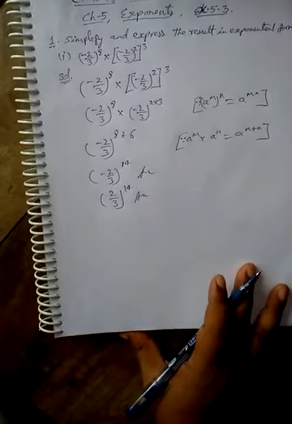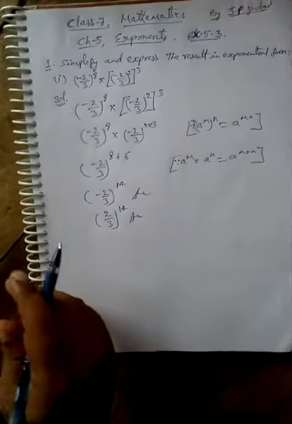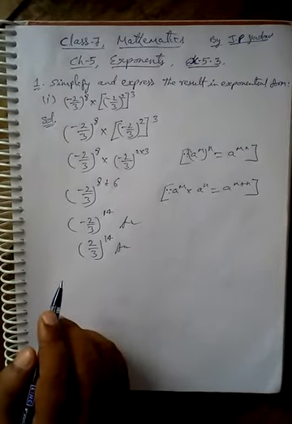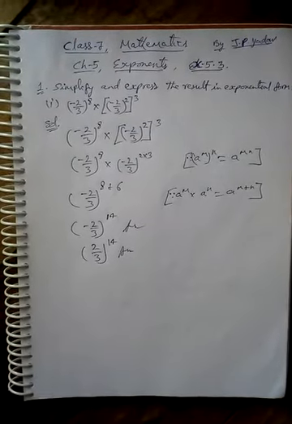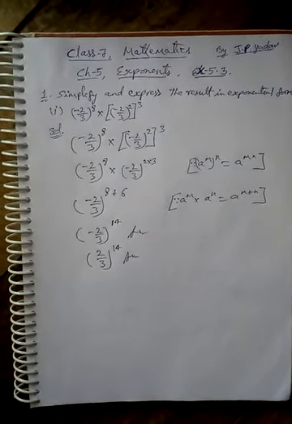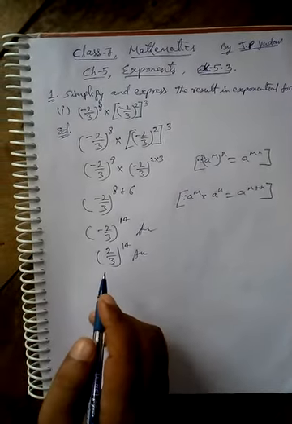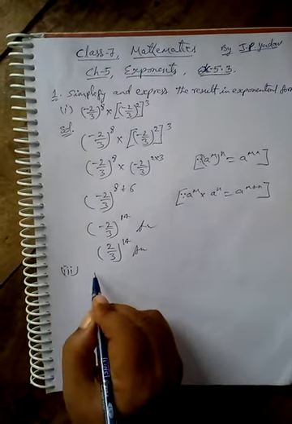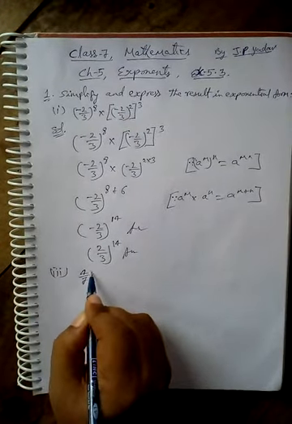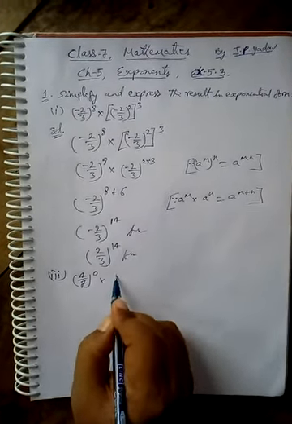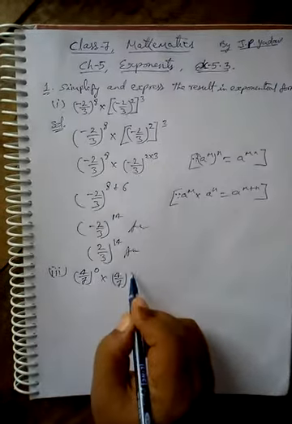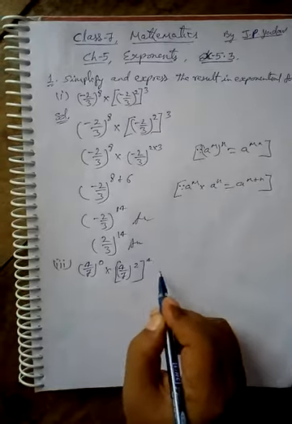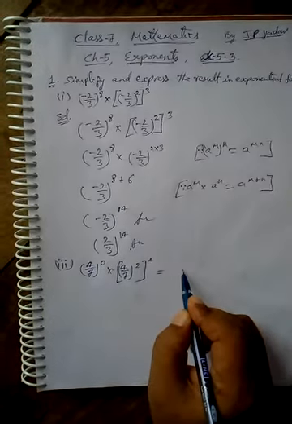Next, let's do question number 3. 4 by 7 raised to power 0 into 4 by 7 whole raised to power 2, and this is the same type of question. You can see what we'll do.